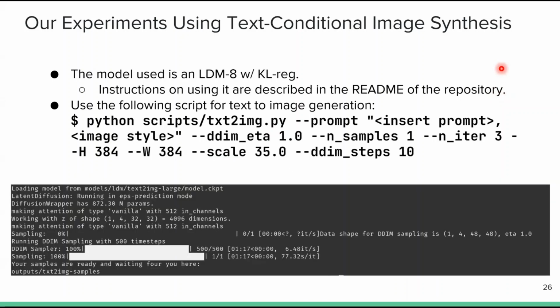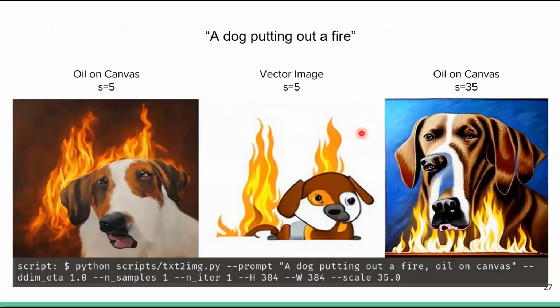So after inputting this script, you'll get a prompt that resembles something like this. It will give you a progress bar, which shows you how fast your image is being generated. Approximately, the images took somewhere between 30 seconds to a minute and a half to generate, depending on what your parameters were. And here are some of our generations.